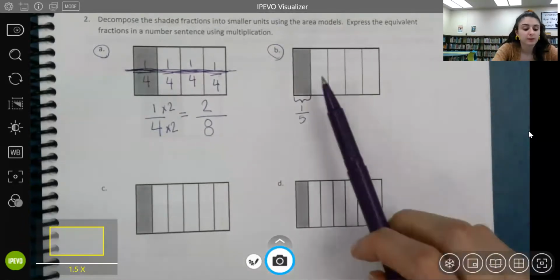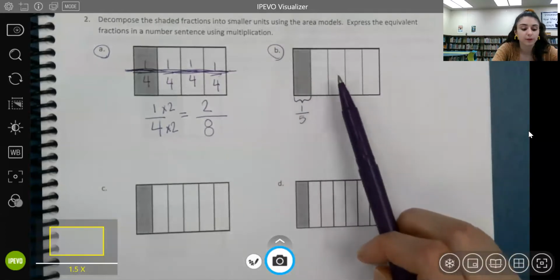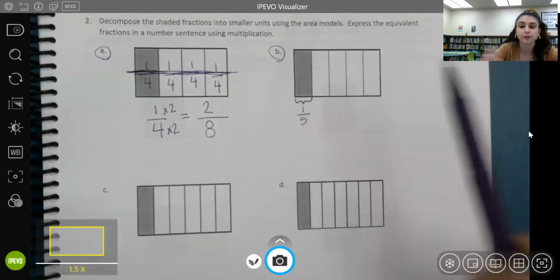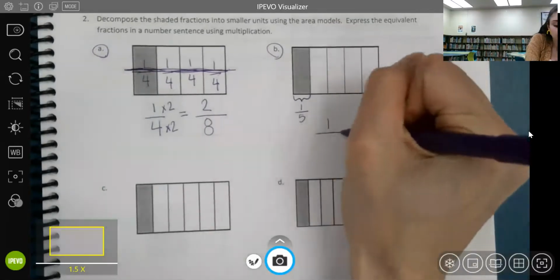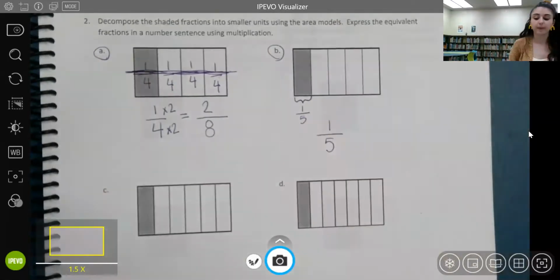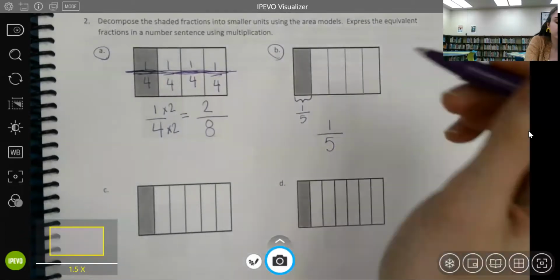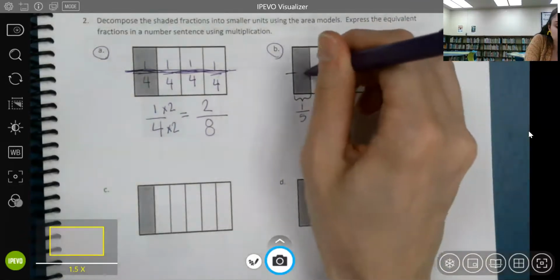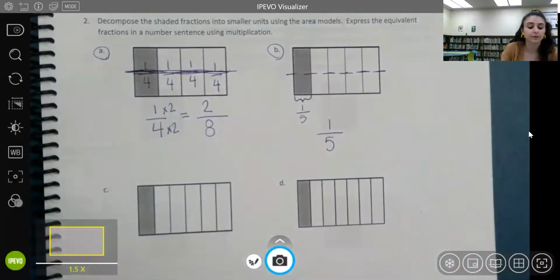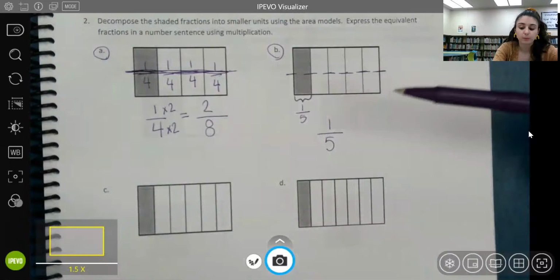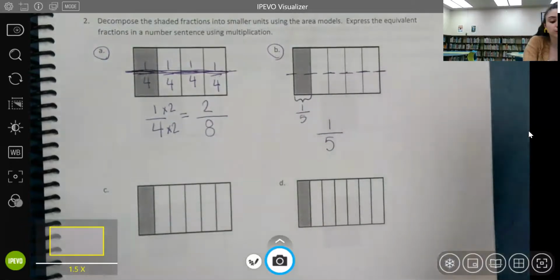And that also means this is a 5th, this is a 5th, this and this. So 1/5, 2/5, 3/5, 4/5, and 5/5. So after we do that, we can write the 1/5 again. Now we're going to cut our box in half just like we did in A. So I'm going to use a dotted line and cut the box in half. So now we're going to multiply by the 2 new rows.